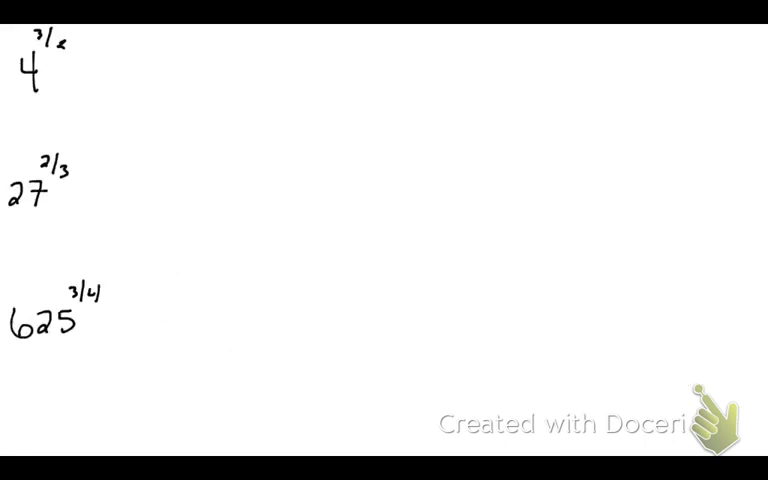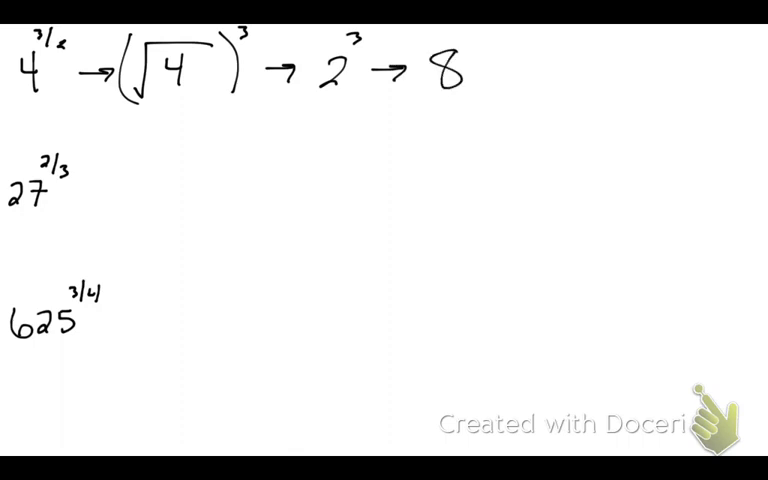Why don't you try these three? The first is 4 to the 3 halves power. Well, that's the same thing as the square root of 4 because of the denominator and the whole thing cubed. And the square root of 4 is 2, and then 2 cubed is 8. The second one, 27 to the 2/3. Well, that's the same thing as the cube root of 27 squared, but the cube root of 27 is 3, and 3 squared is just 9.